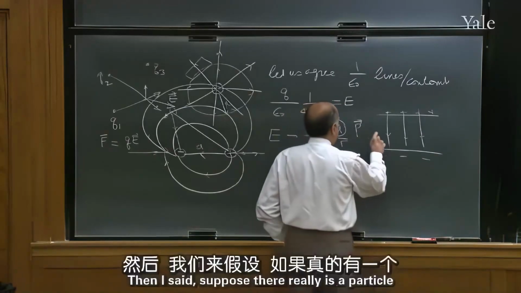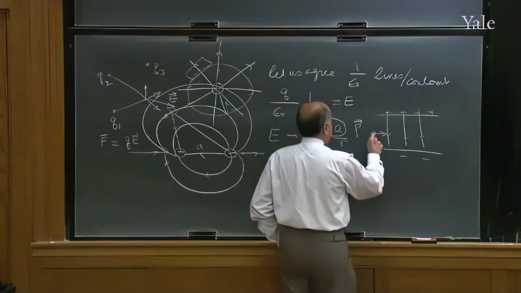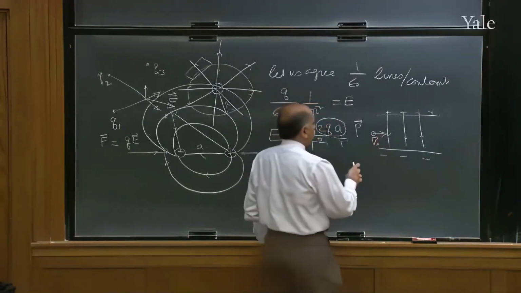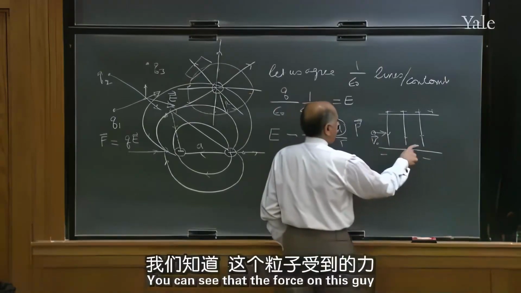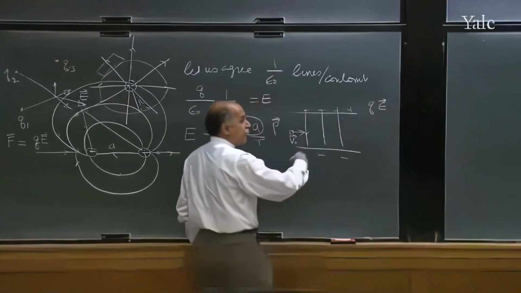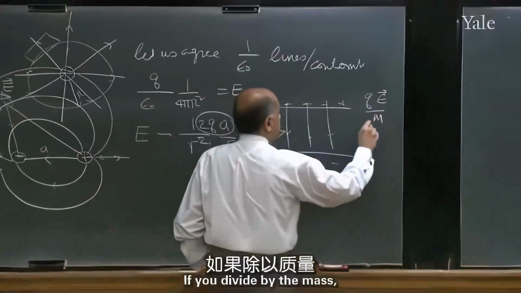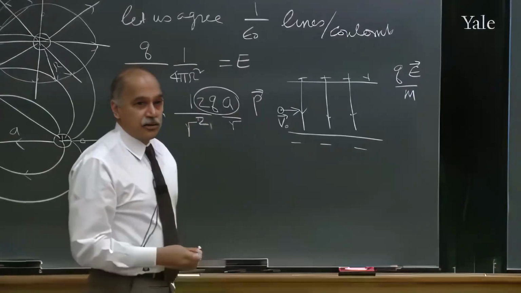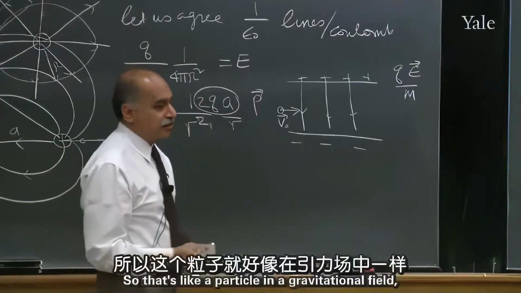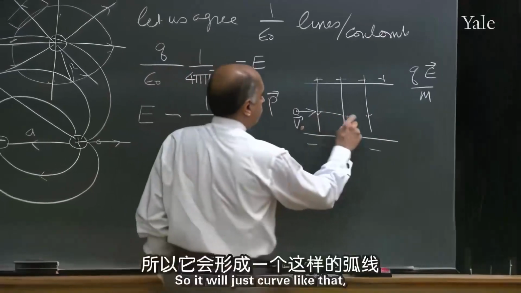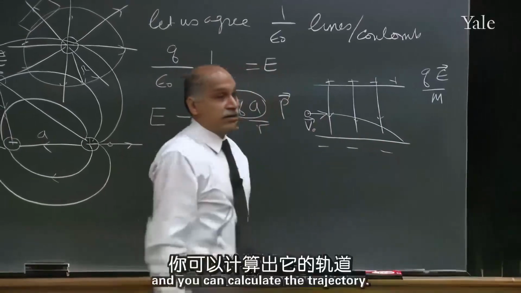Then I said, suppose I release a particle here with some velocity v naught, what will it do? You can see that the force on this guy is going to be Q times E. E is pointing down. If you divide by the mass, that's the acceleration, also pointing down, and it's constant. So that's like a particle in a gravitational field, except G is replaced by this number. So it will just curve like that, and you can calculate the trajectory.